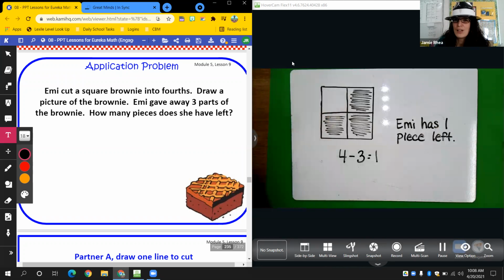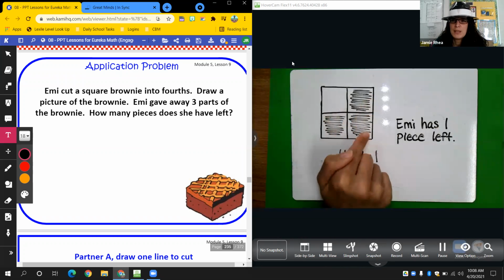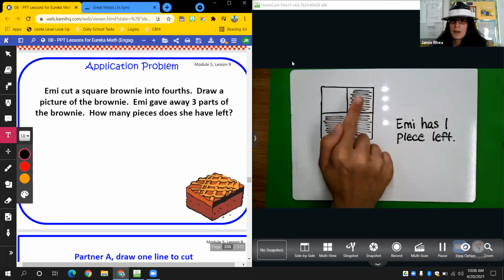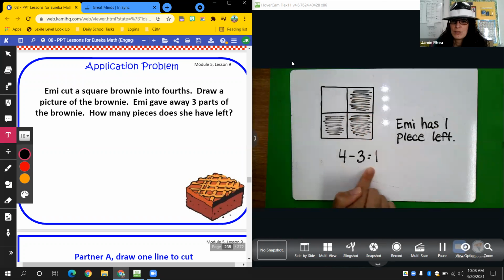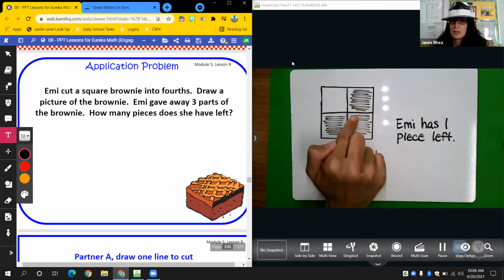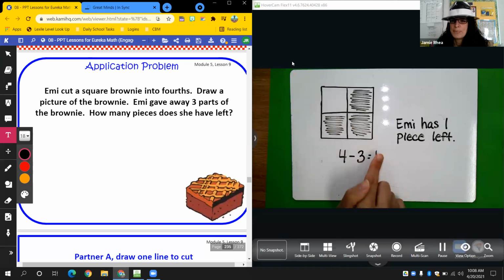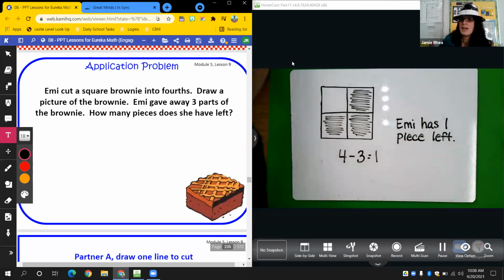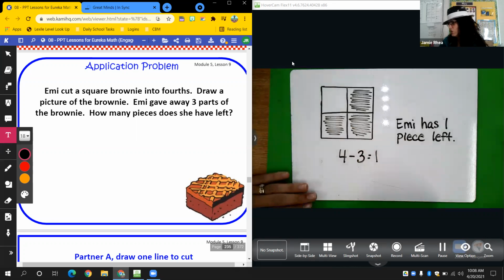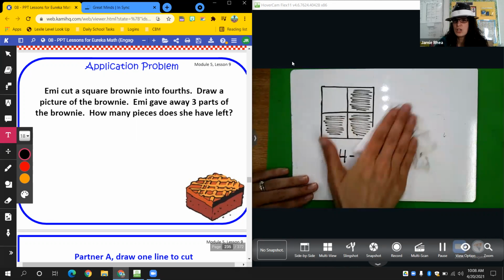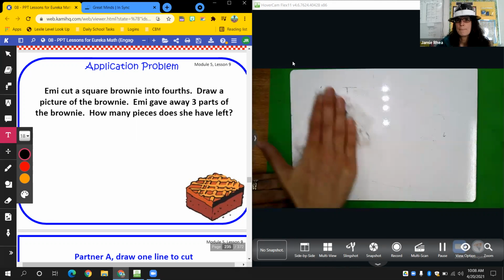All right, we have solved our application problem. We know that Emmy has 1 piece left after she gave 3 pieces of a square brownie that was cut into fourths. We used a number sentence to help us show that 4 minus 3 equals 1. We even drew it out and colored in what was given away. And our statement was Emmy has 1 piece left. Good job, detectives. Case solved. You can erase your boards.